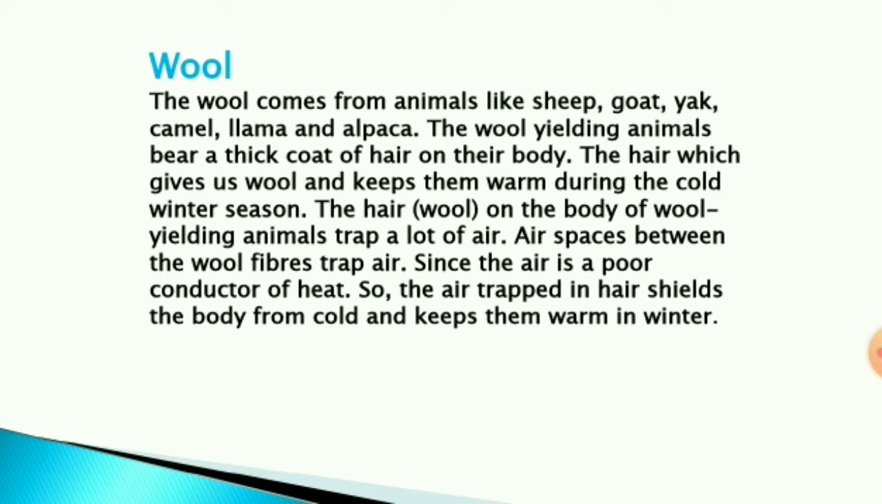Wool. Wool comes from animals like sheep, goat, yak, camel, llama and alpaca. The wool-yielding animals bear a thick coat of hair on their body, the hair which gives us wool and keeps them warm during the cold winter season. The hair on the body of wool-yielding animals traps a lot of air. Air spaces between the wool fibers trap air, since air is a poor conductor of heat. So the air trapped in the hair shields the body from cold and keeps them warm in winter.